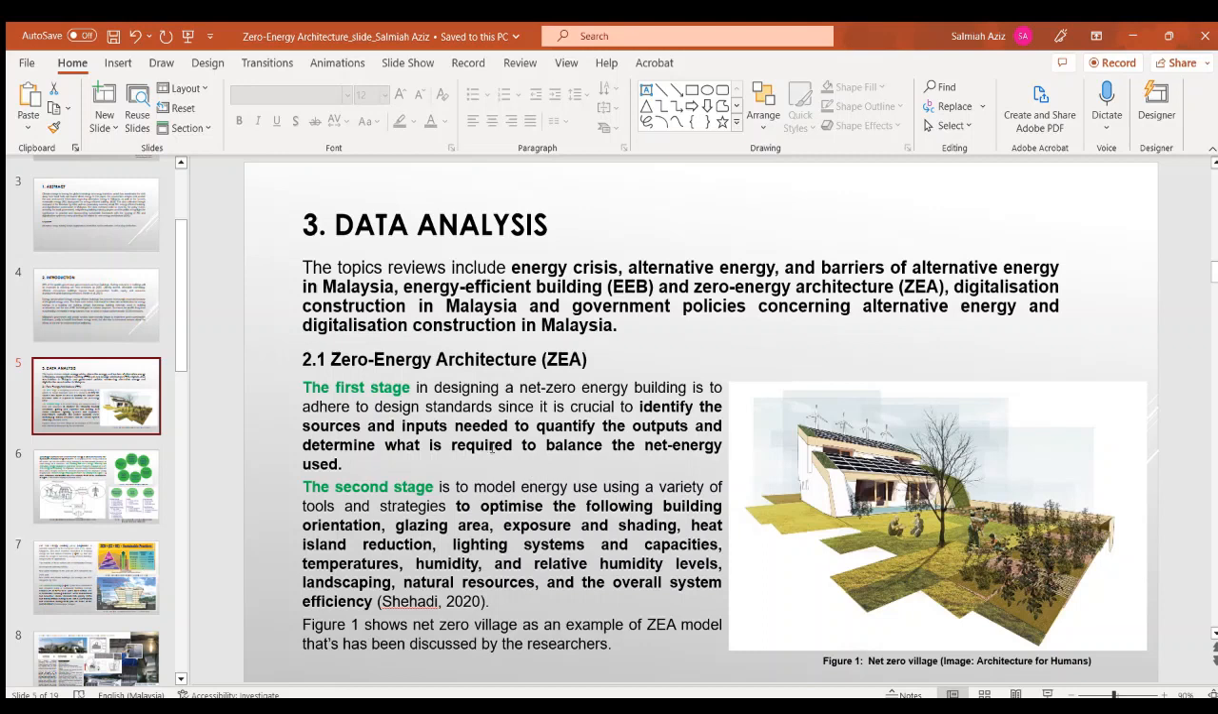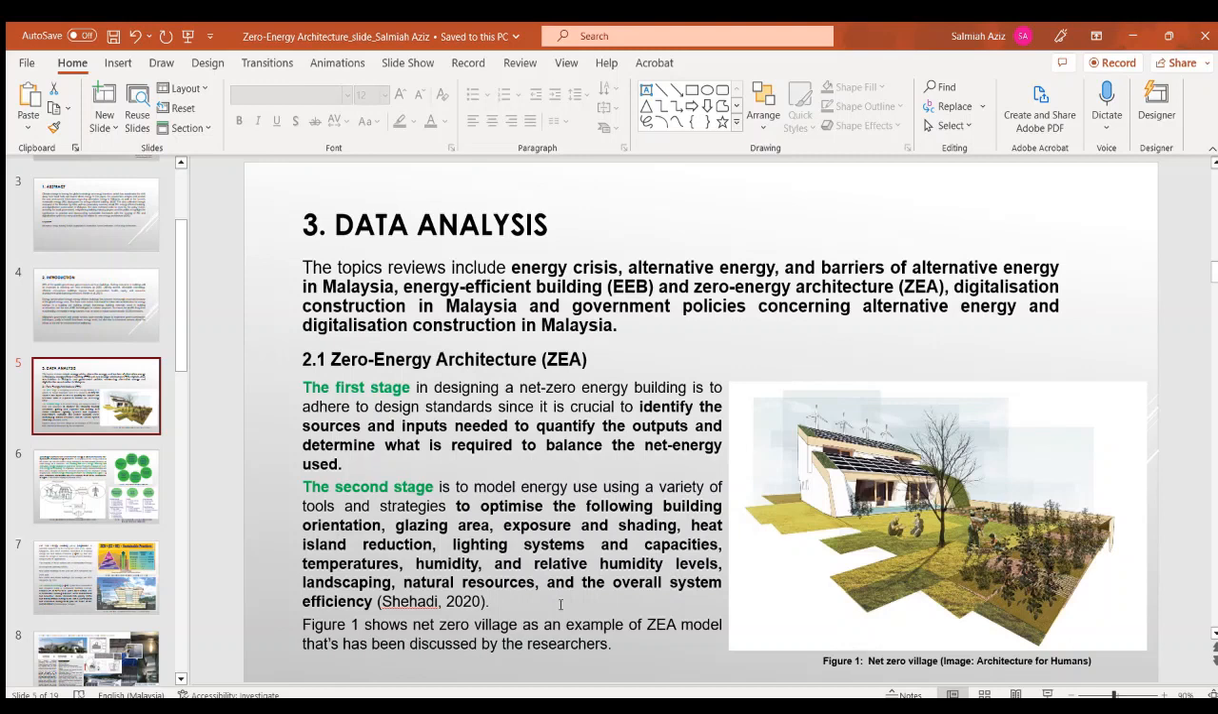If we look into zero energy architecture, the first stage in designing a net zero energy building is to adhere to design standards, since it is crucial to identify the sources and inputs needed to quantify the outputs and determine what is required to balance the net energy use. The second stage is to model energy use using a variety of tools and strategies to optimize the following: building orientation, glazing area, exposure and shading, heat island reduction, lighting systems and capacities, temperatures, humidity and relative humidity levels, landscaping, natural resources, and the overall system efficiency. This is quoted by Shahadi 2020.